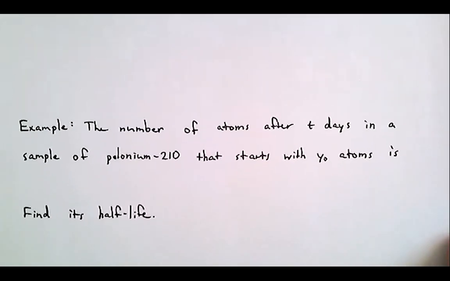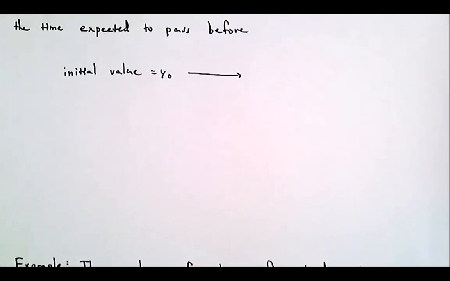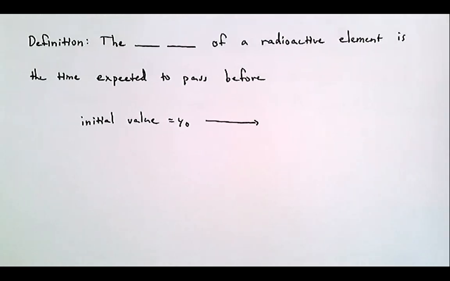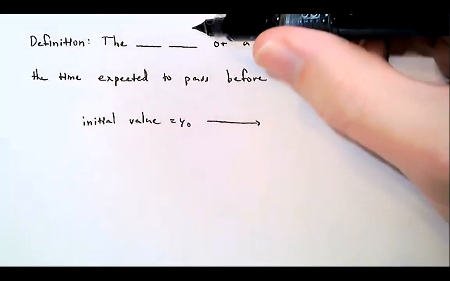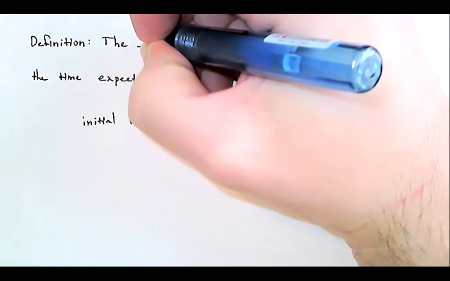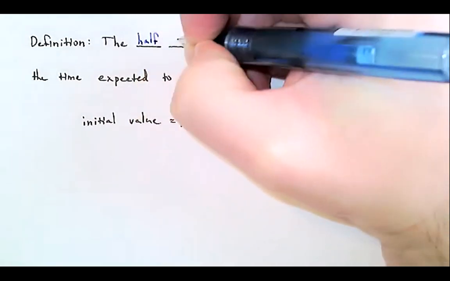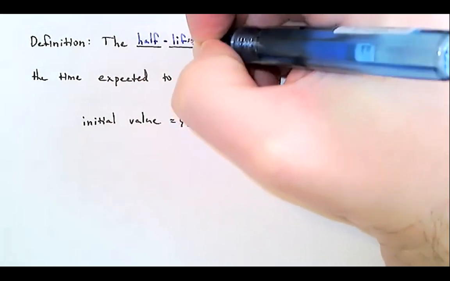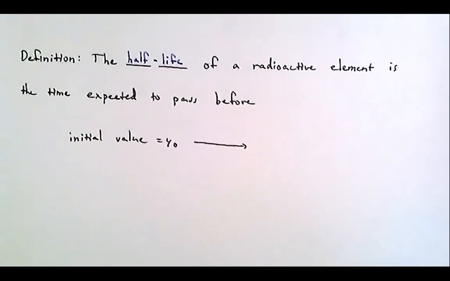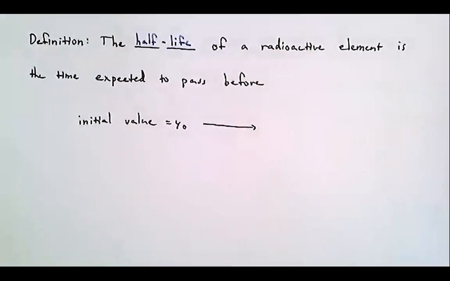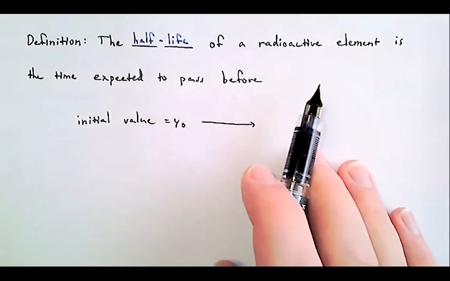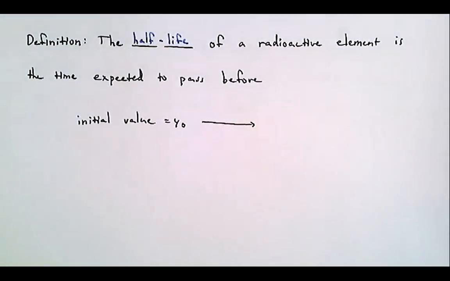And there's another idea for radioactive decay. Usually instead of the number k, the actual decay rate, what you're given is something called the half-life. So instead of the actual rate, the half-life of your element is the time that's expected to pass before half of the element in your sample decays.